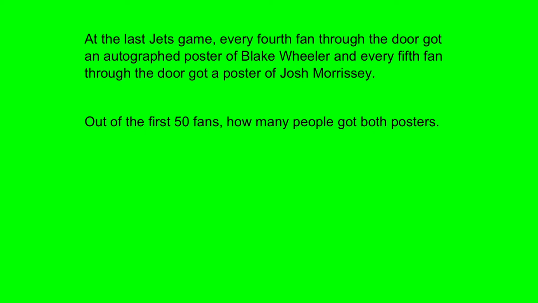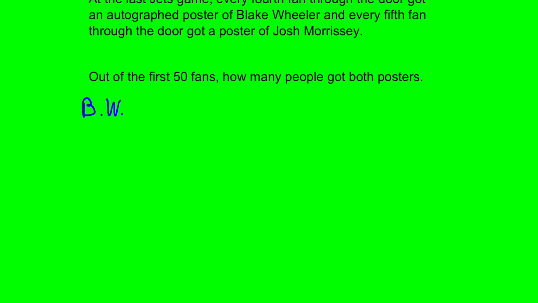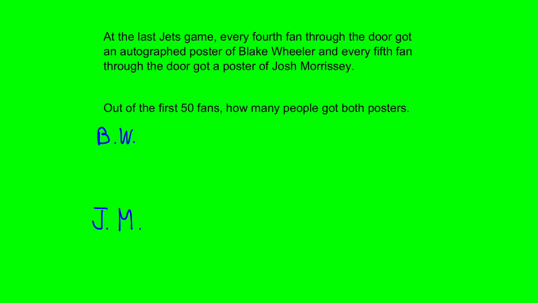Well, I let the kids solve it for a bit, and then we started to talk about how you could maybe build some sort of chart and skip count. So in that chart, we started off with BW for Blake Wheeler, and then left a little bit of space and put JM for Josh Morrissey. What we could do is start skip counting until we get the first 50 fans and see how many of them both get a Blake Wheeler and a Josh Morrissey. So it says every fourth fan got the Blake Wheeler.